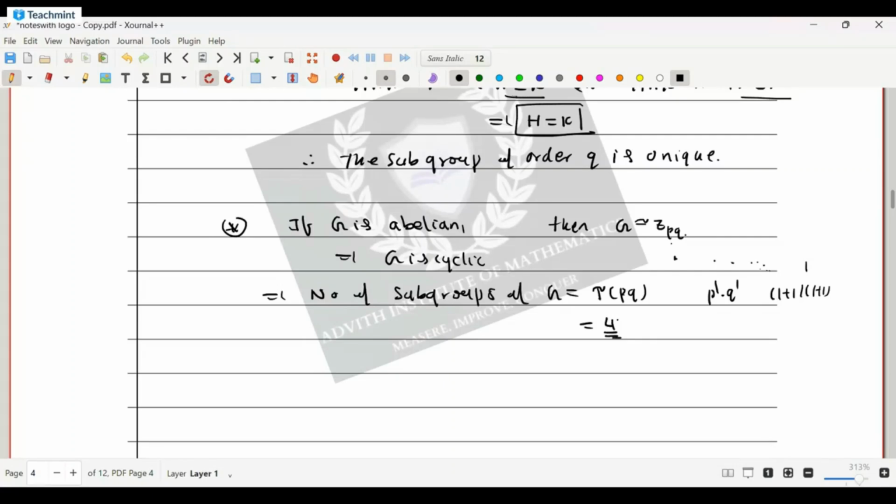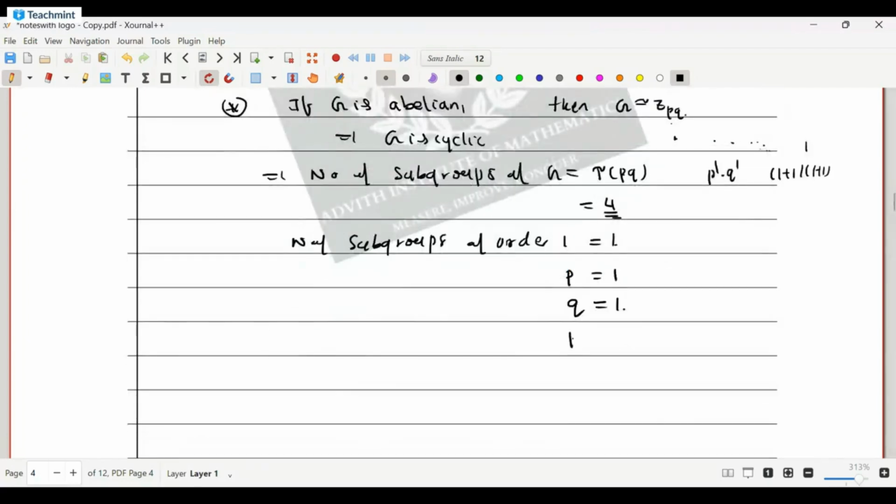irrespective of prime numbers. So therefore here the number of subgroups of order 1 is the trivial subgroup, and the number of subgroups of order P. So the order PQ, possible orders are 1, P, Q, PQ కదా. So which is also unique. Number of subgroups of order Q is also unique, and number of subgroups of order PQ, that means G itself, so that is also unique. So మొత్తం ఎన్ని ఉన్నాయి? 4 వస్తాయి సార్.